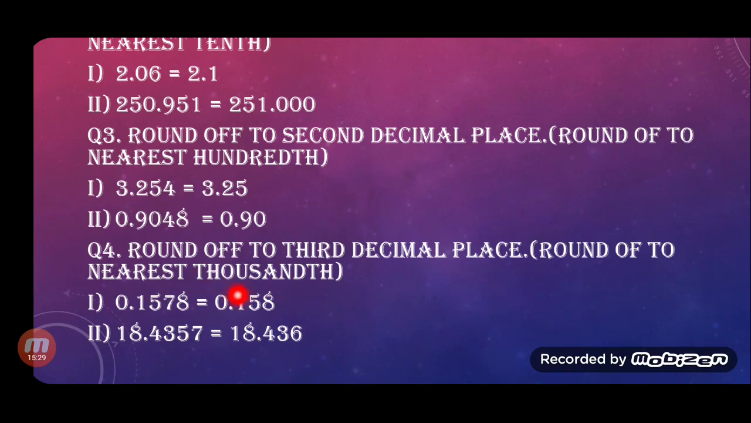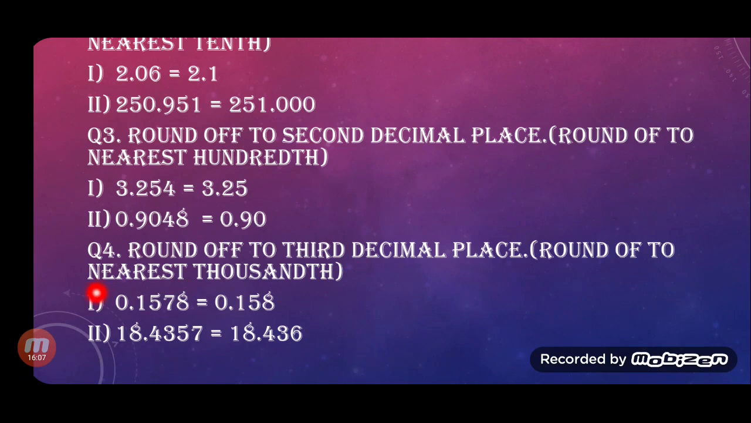So the answer will be 0.158. Why? Because we have to round off to the nearest thousandth. The thousandth place is 7. We will see just the right number, that is 8. What will we do? 8 is more than 5. So we will add 1 to the number we have to round off, that is 7. 7 plus 1, 8. The rest of the digits will become 0 or we will drop these digits. So the answer will be 0.158.